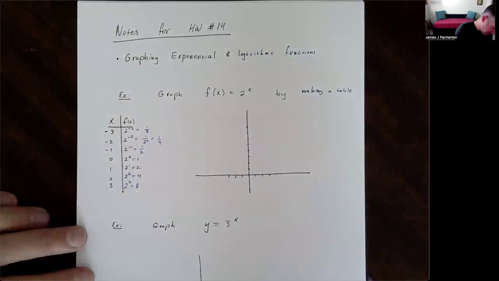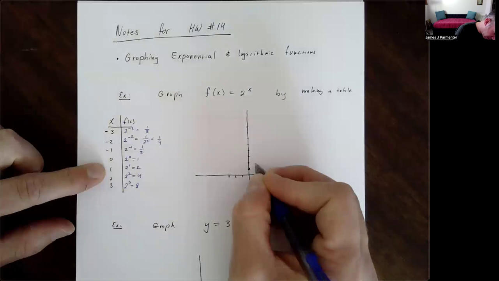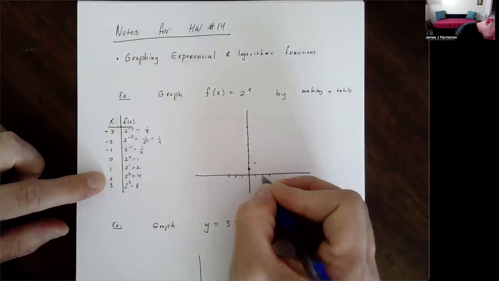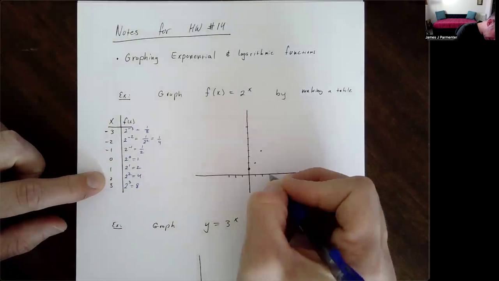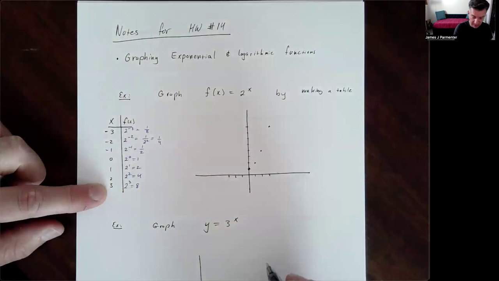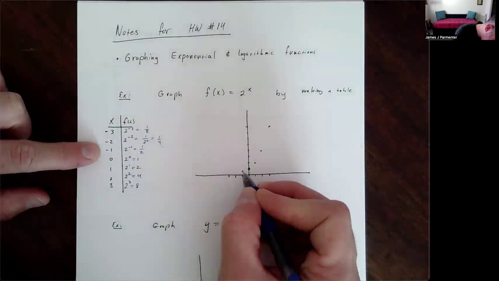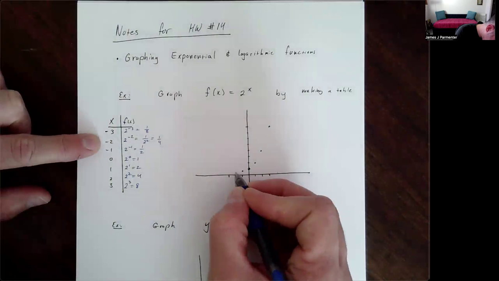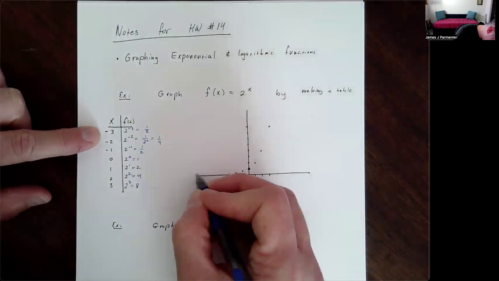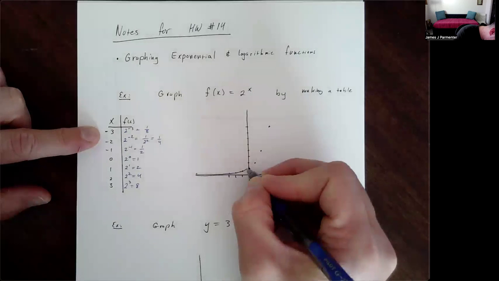Let's plot these points. So x is 0, y is 1, x is 1, y is 2, x is 2, y is 4, x is 3, y is 8. And then these other ones to the left are a little bit harder to graph very nicely. So if x is -1, I get 1/2. If x is -2, I get 1/4. If x is -3, I get 1/8. Okay, that looks decent enough. And then we have this sort of shape, and this is pretty standard exponential function shape.